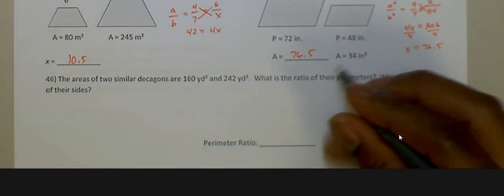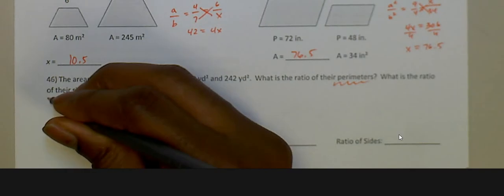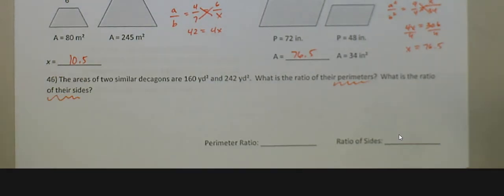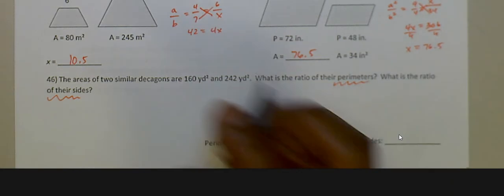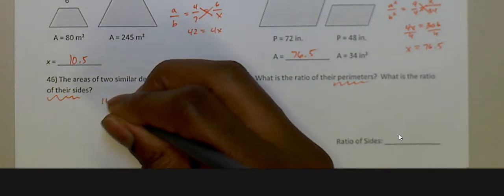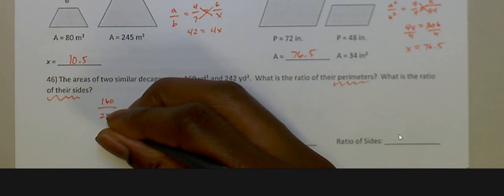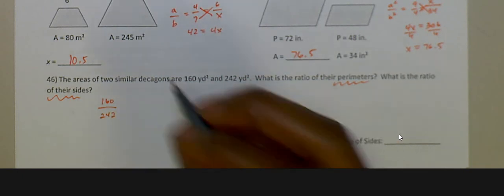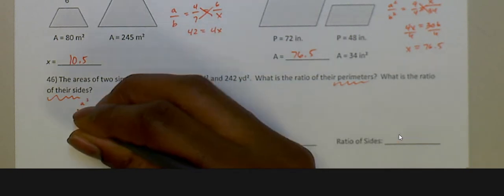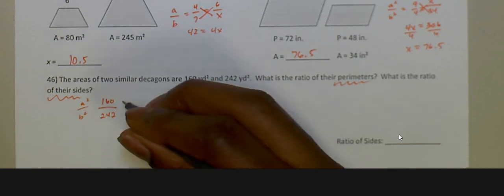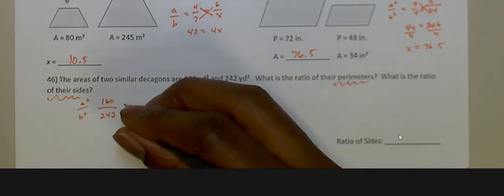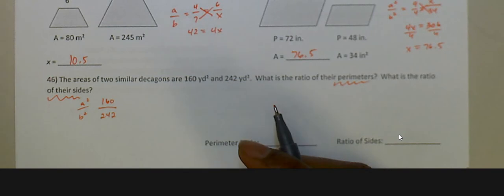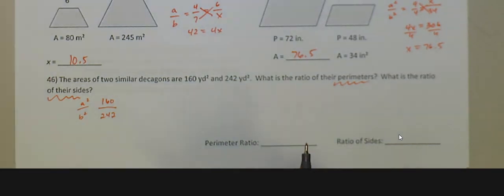So here, notice that they said perimeter ratio and ratio of sides. Those are both linear measurements, and so they should both be the same. So what we want to do is simplify this, because this should get us to a squared over b squared, because the areas were given to us. So what goes in both of these? Let's say 2. 2 goes into both of these.